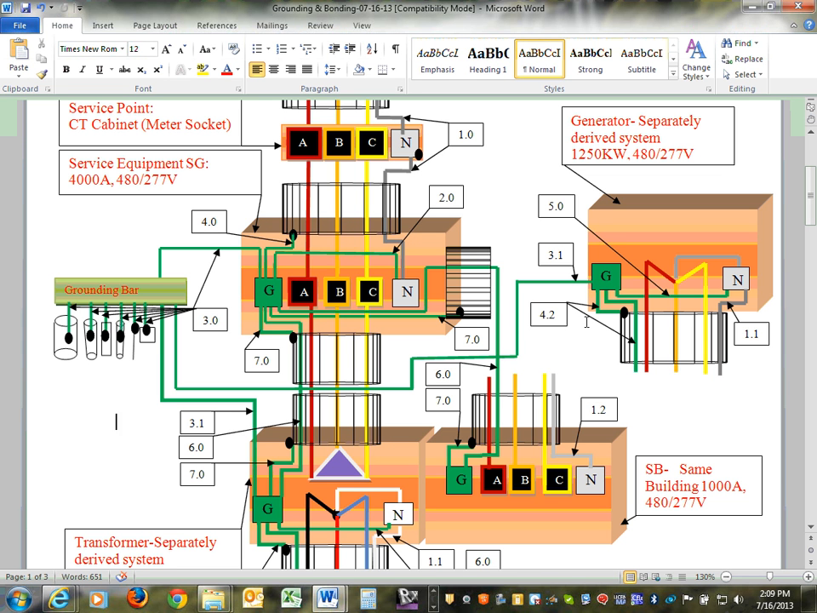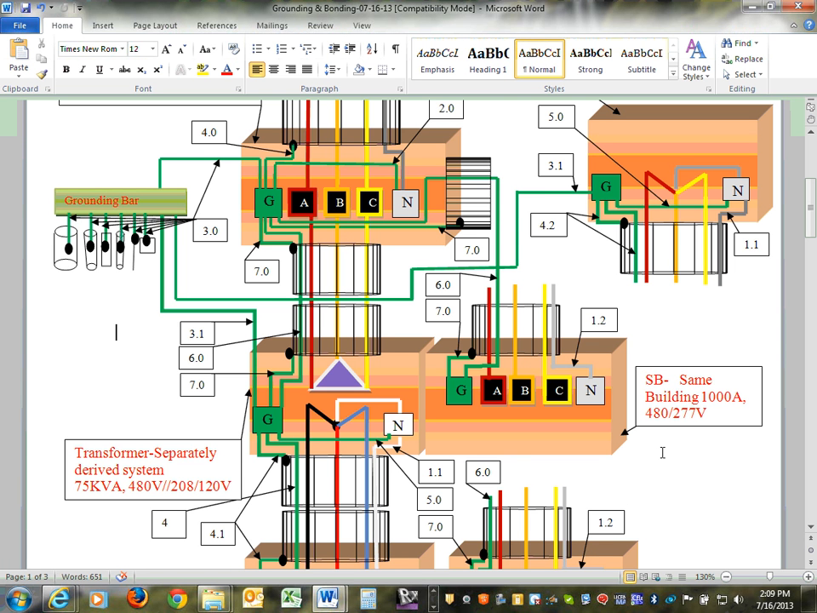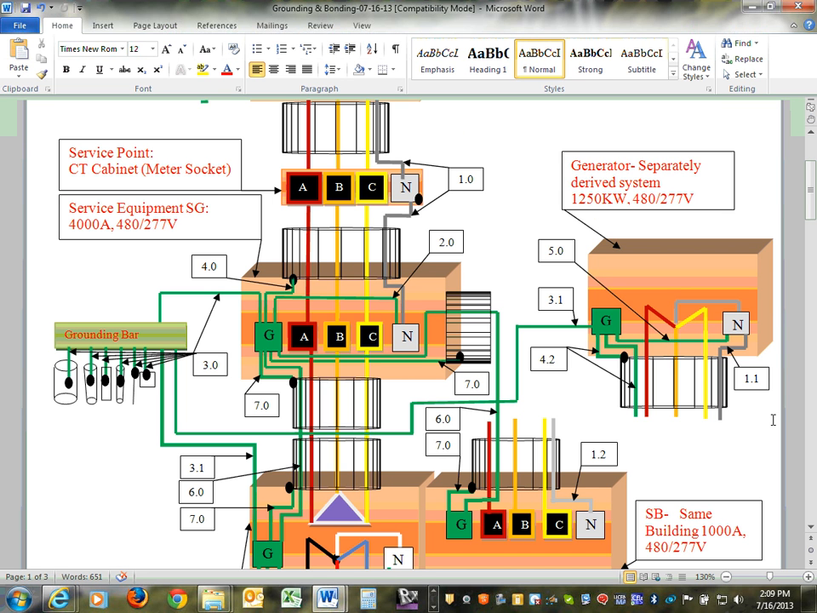In this case, it's the supply side bonding jumper. Regardless of whether you're running your generator as a separately derived system or non-separately derived system, it doesn't matter. As long as 4.2 lands here, where your circuit breaker is, 4.2 continues to be the supply side bonding jumper. The minute you put your circuit breaker here, from here down that becomes the equipment grounding conductor, regardless of whether your generator is a separately derived system or a non-separately derived system. Any comments, guys? Any questions?